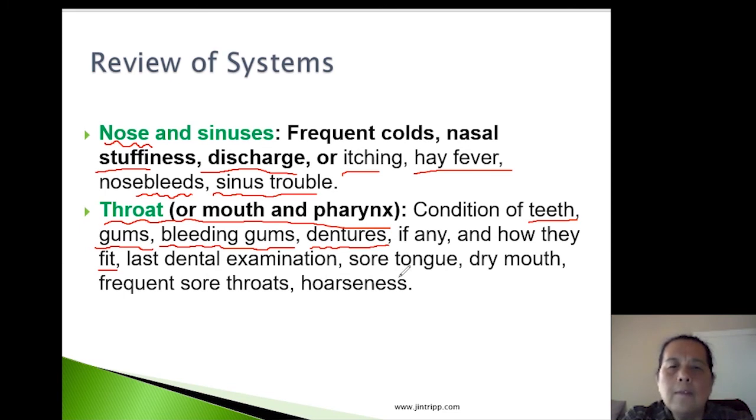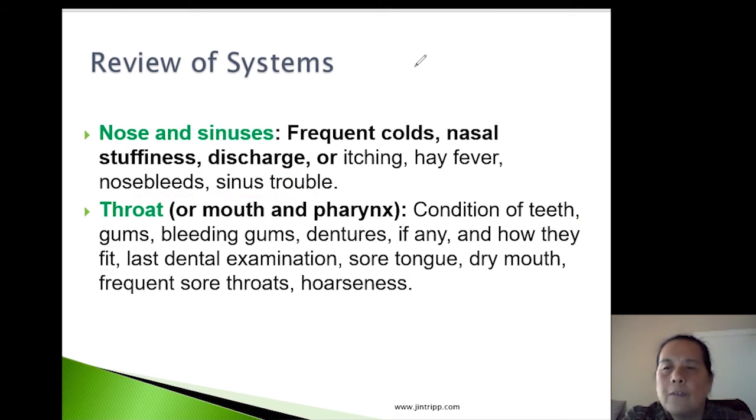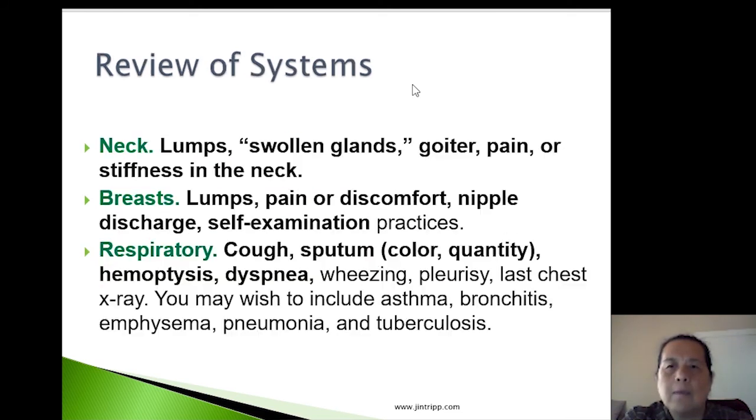And also people maybe have some tongue problems, dry mouth, sore throat, and voice problems also. So we just ask the questions and record them, and later on we will think about whether they are related to the patient's illness.